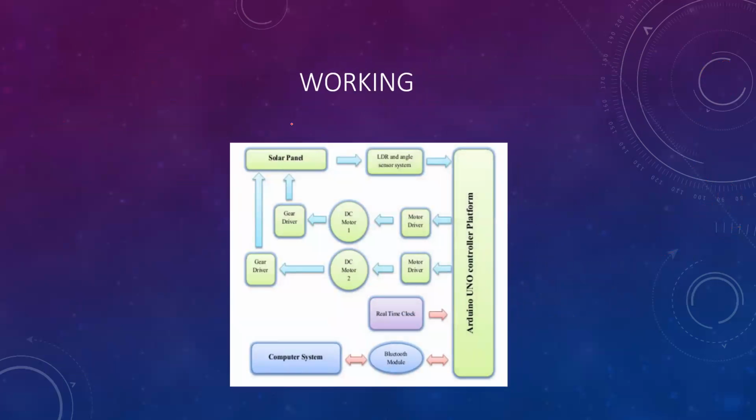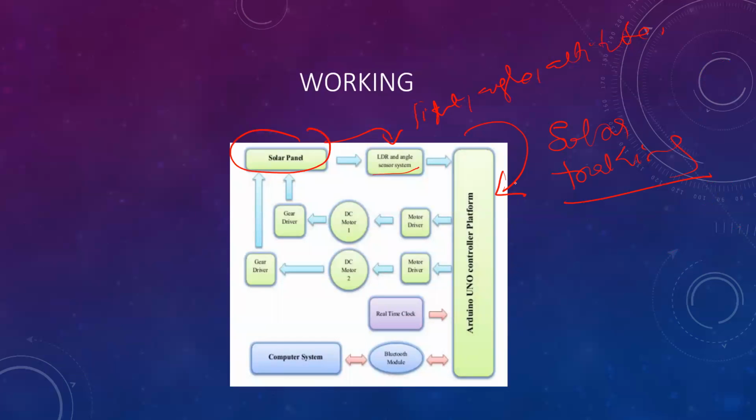Let us discuss how this solar tracking works. Firstly, the solar panel is placed. Then the LDR and angle sensor system measures the light, angle, and altitude, and sends it to the Arduino Uno and control platform.